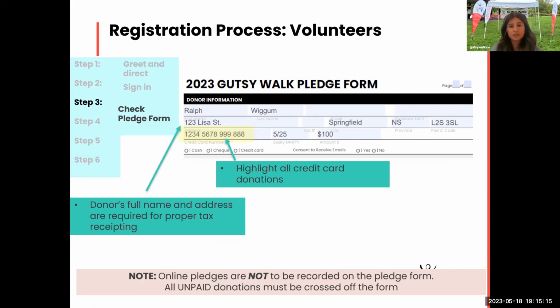If it happens to be a credit card and it's something we need to process, please highlight the credit card number with a highlighter, just so we don't miss it and we process that back at the office. Any unpaid pledges as well, we encourage you to ask the participants if they'd like to pay it off with money, and if yes, please record on the pledge form that the participant has not paid and that they would like to pay.